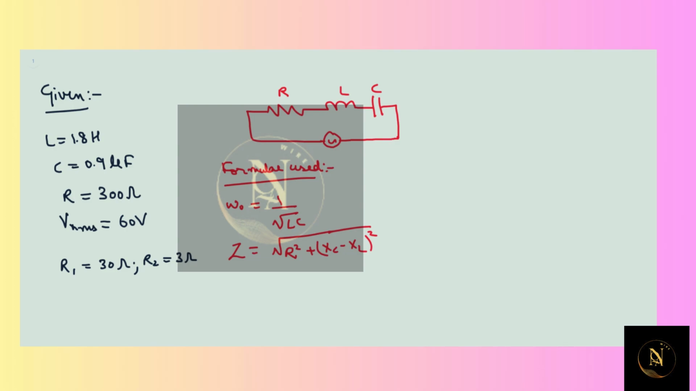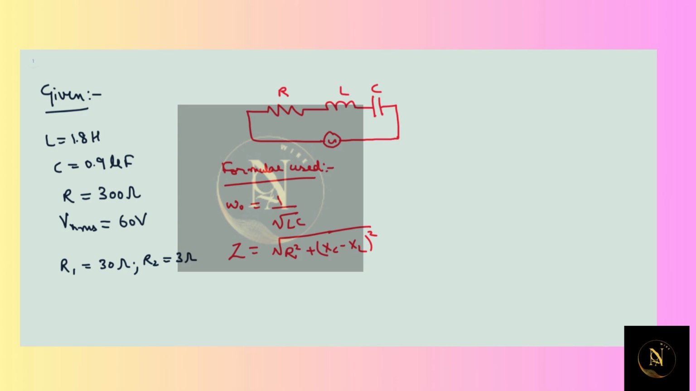In this question, we are given an LCR circuit and all the components are connected in series with an AC source. The source terminal has Vrms equals 60 volts and a variable frequency omega. The inductance is 1.8 henry, capacitance is 0.9 microfarad, and resistance is 300 ohm. We have parts A, B, C, and D of this question.